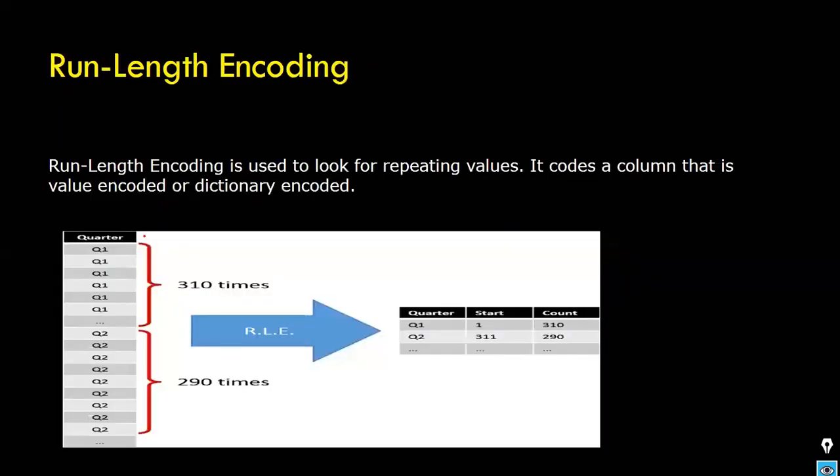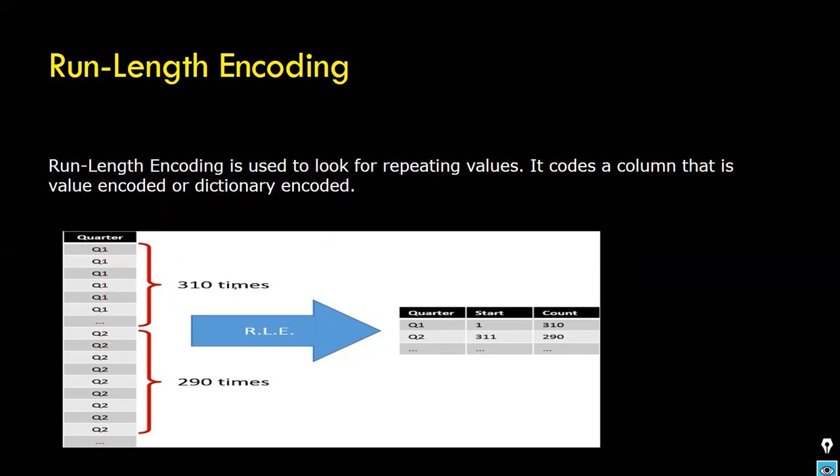And the next one is run length encoding. This is actually pretty straightforward, but it becomes really powerful when it is combined with another type of encoding. Look here, this is my quarter column. So here we have a lot of values that are repeated. Q1, Q1, Q1 repeated, and Q2, Q2 repeated.